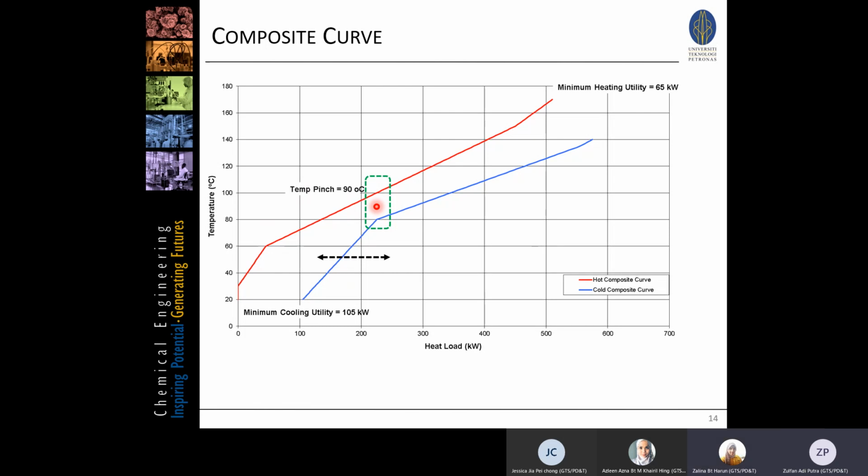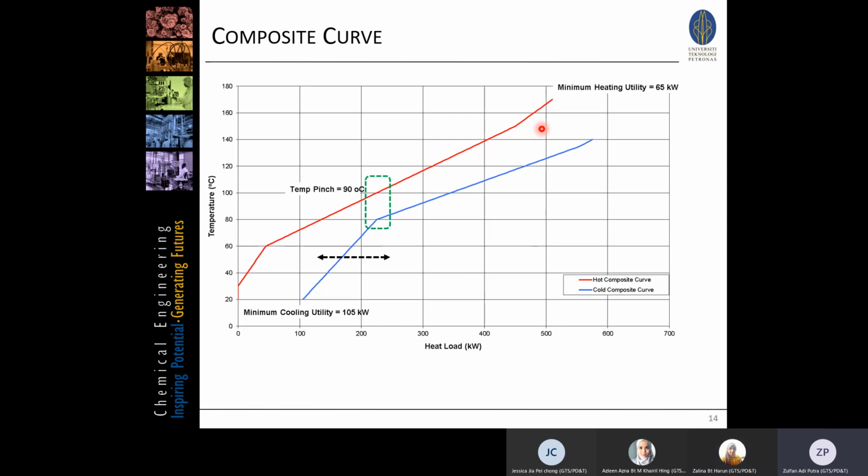Right. This is one representation of how to get this curve. Another representation, which makes the pinch part visible, is that to make sure the heat can go from the hot composite curve to the cold composite curve, they put in a buffer, for example.